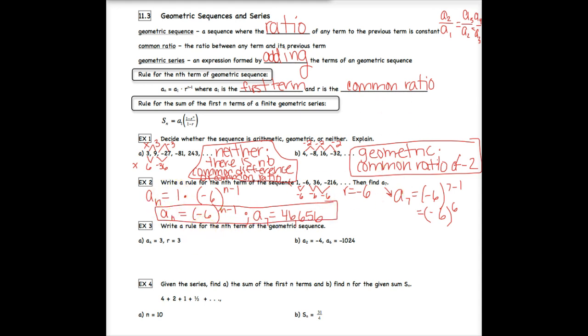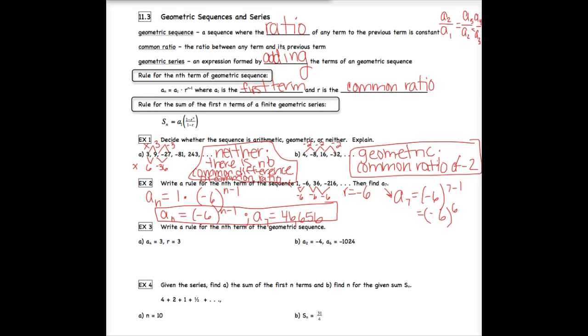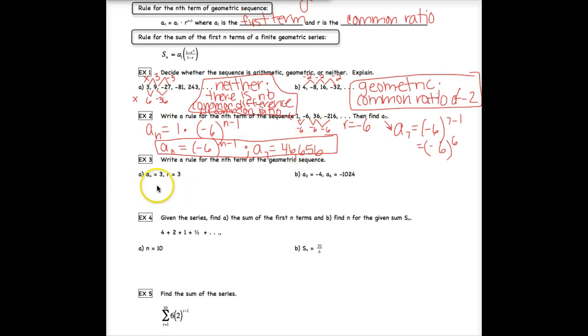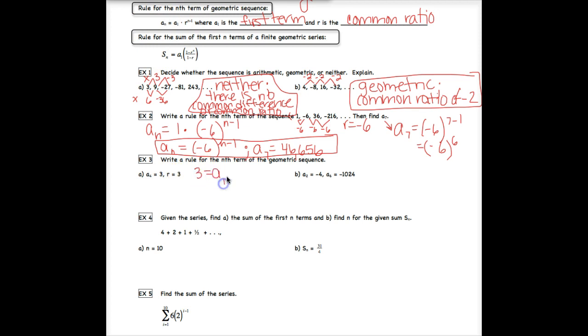Example 3: write a rule for the nth term of the geometric sequence. So still writing a rule, but here instead of looking at the sequence, I actually have some of its information. It's telling me a sub 4 equals 3. So again, that means I'm going to plug it in here. If a sub 4 is 3, that means 3 equals a sub 1 times r, which they told me was 3, raised to the n minus 1.